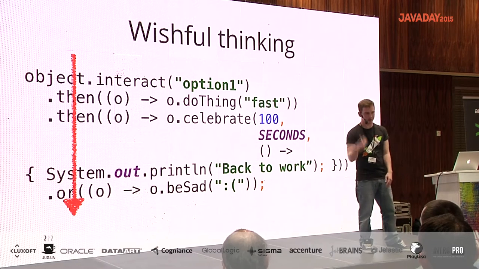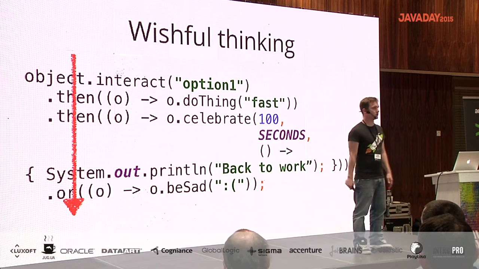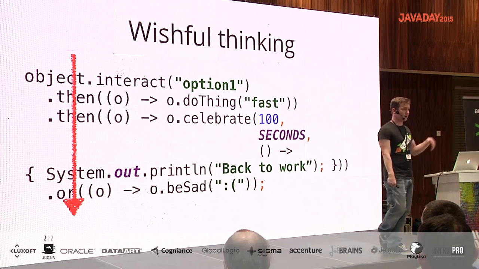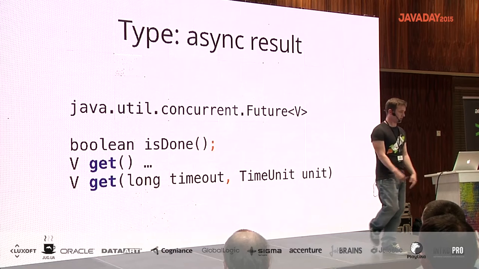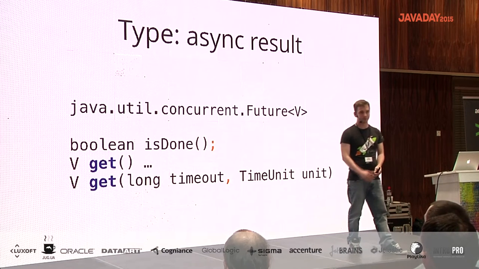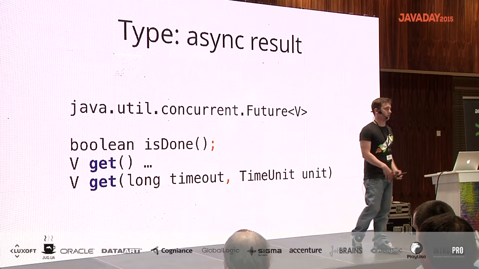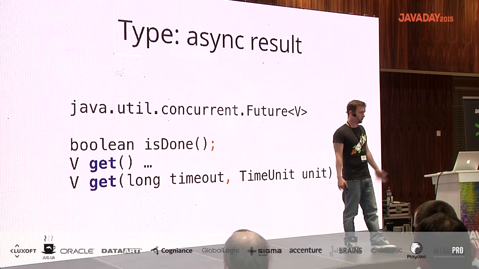And since we want a type that represents something that will happen in the future, obviously we need a type to represent a result of an asynchronous computation. Well, luckily we have 20 years of Java development to support us, so we have those types. We have java.util.concurrent.Future, which does exactly that. It represents the result of an asynchronous computation, and it has the following API.